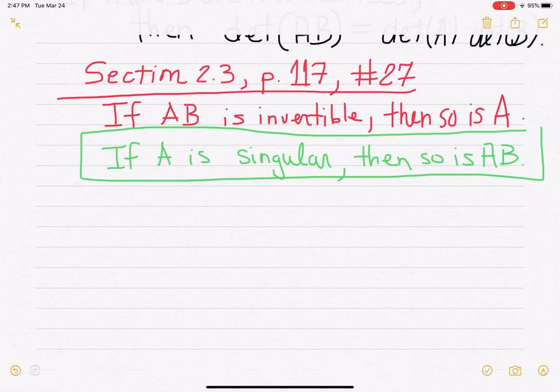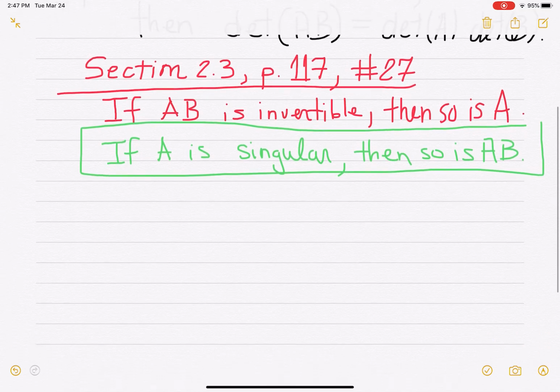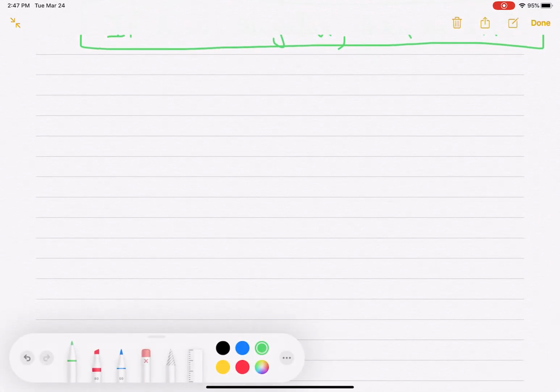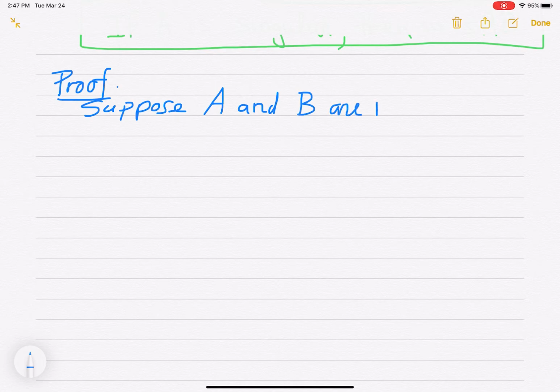So let's get started with our actual proof, proving that the determinant of AB is the determinant of A times the determinant of B. So here it goes. We'll start with writing in blue, proof. Let's suppose A and B are square matrices, n by n matrices.